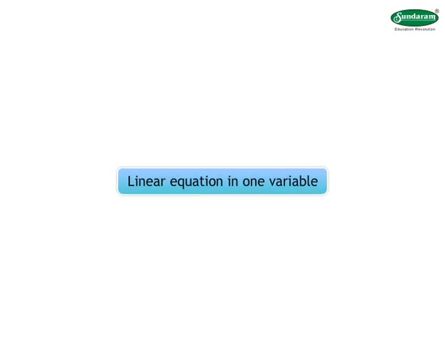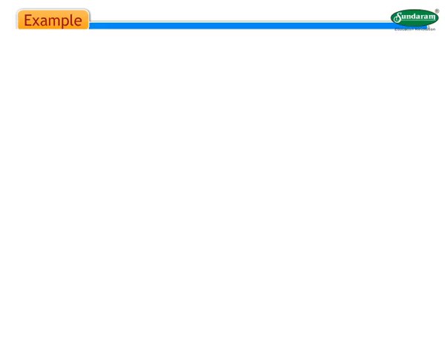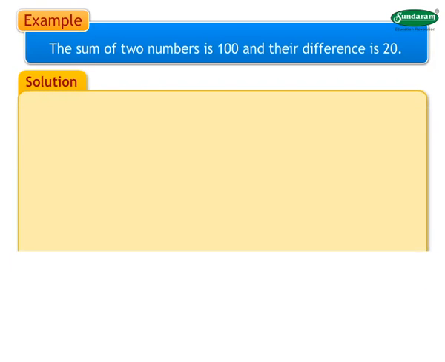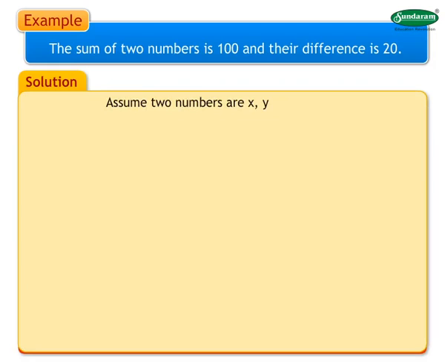Students, it is very easy to solve linear equations in one variable. Example: the sum of two numbers is 100 and their difference is 20. Solution: assume the two numbers are x and y.